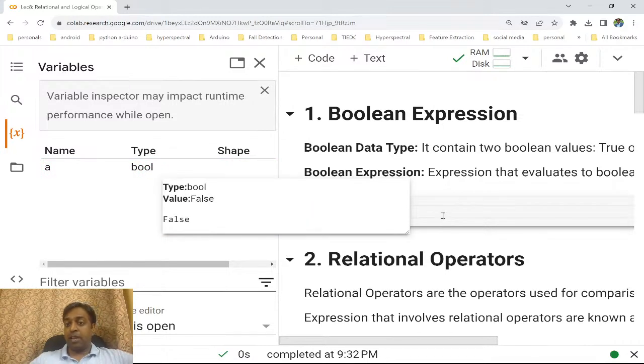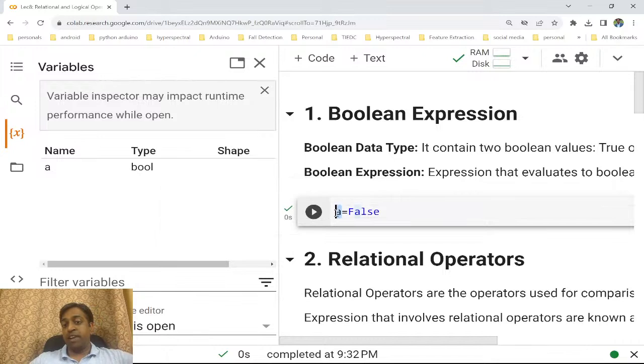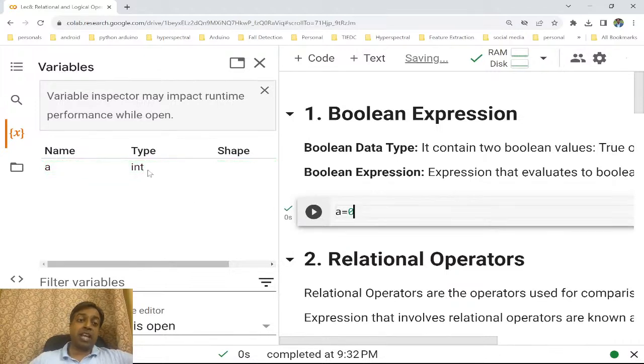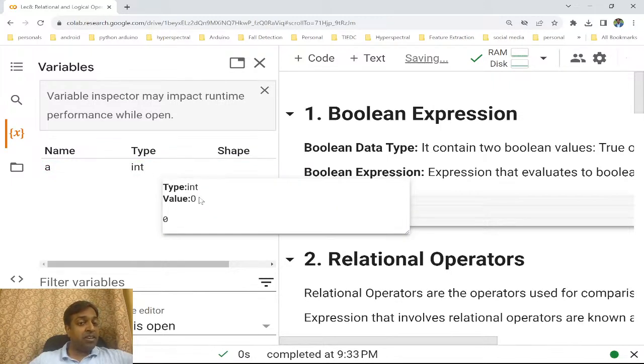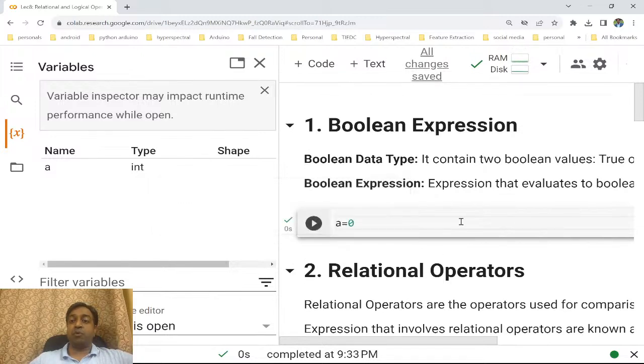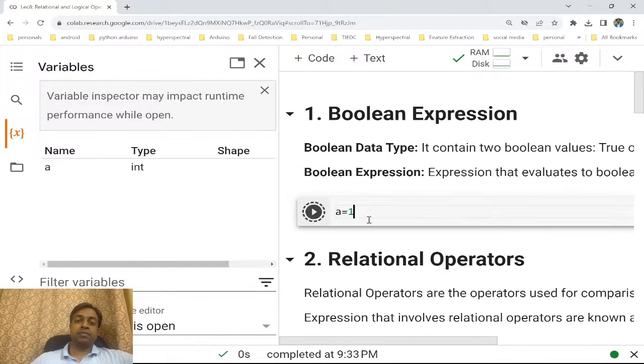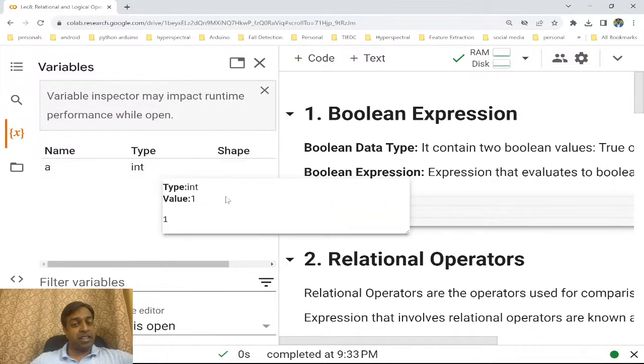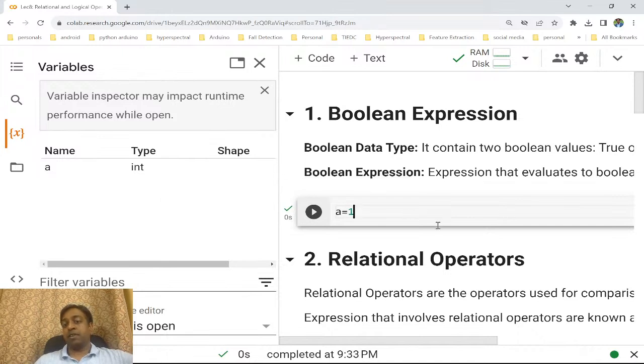A Boolean variable a can have only two values, true or false. If I write it as 0 and execute this, you can see the data type has changed: 0 is taken as the int data type, and similarly if I put 1, it is also taken as int. So a Boolean variable can have only two values, true or false, right?